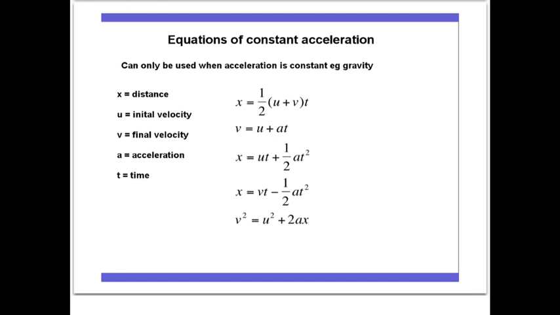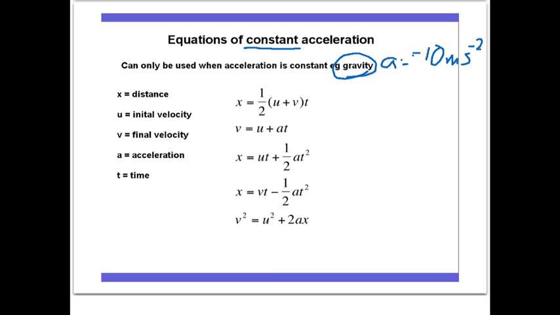Okay, another useful set of equations, the equations of constant acceleration. Underlining that because these can only be used when the acceleration is constant. For example, falling under gravity, acceleration will be negative 10 meters per second squared. Negative 9.8, negative 10 is fine for our purposes.